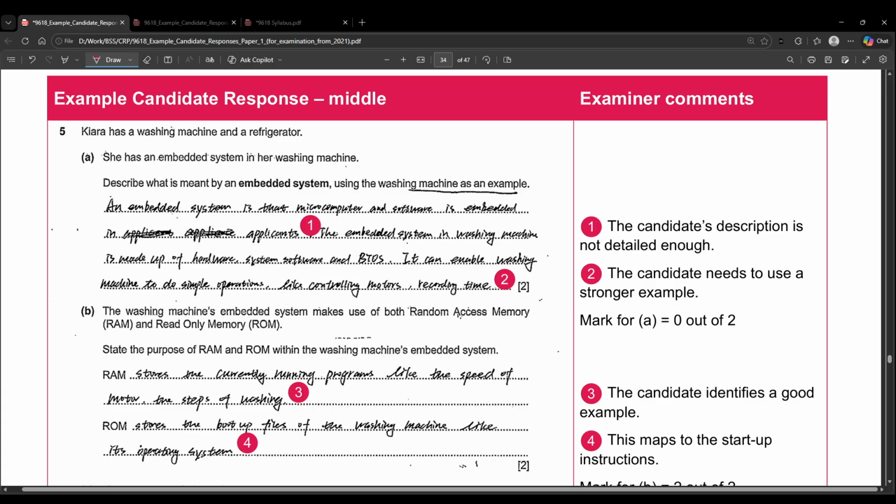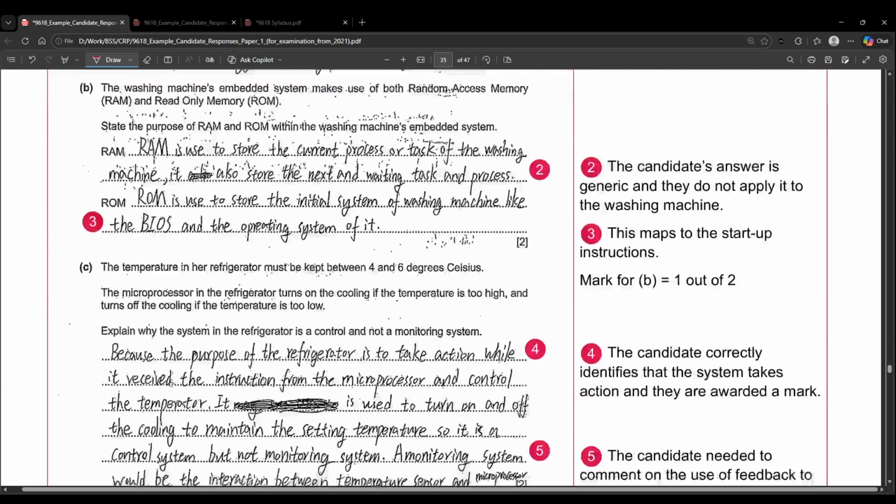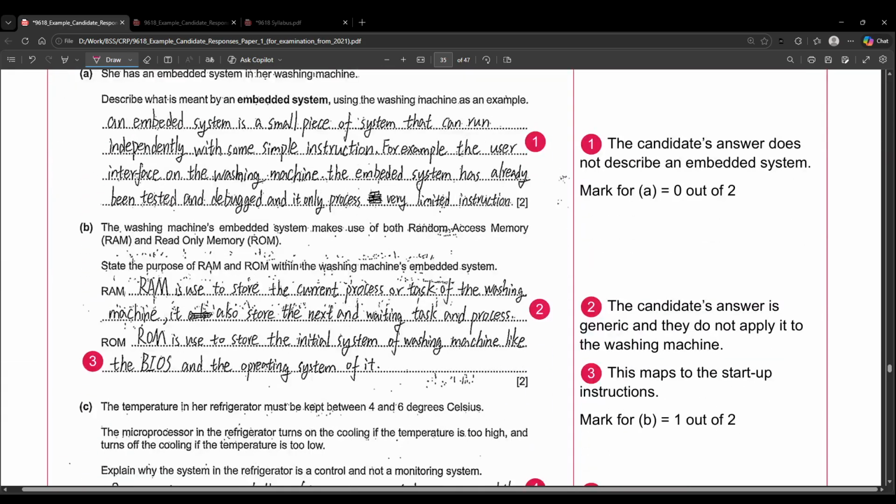Then we have someone with the average mark, so we can skip to the low ranking student. Okay, so embedded system is a small piece of system. Okay, small piece that can run independently with simple instructions. Okay, 0 mark. So again, the rest is also 0.